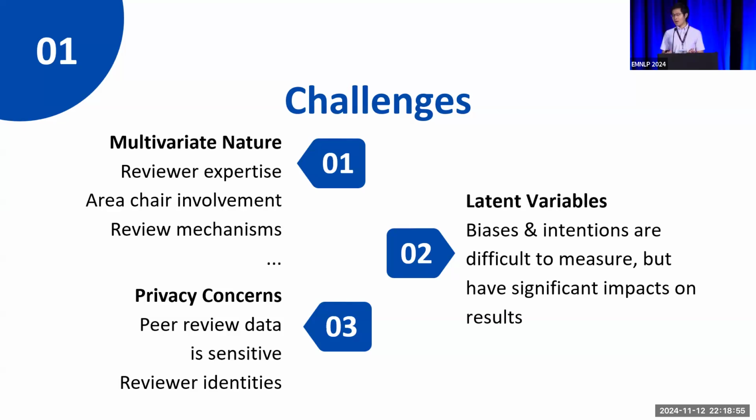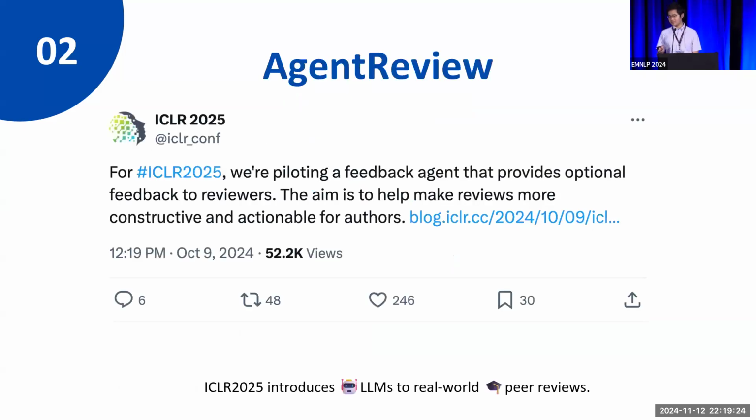The third one is about direct investigation of real-world conference data, because peer review data is sensitive. It contains identity information about area chairs and reviewers. Improper usage of such data can lead to decreased involvement of future reviewers and area chairs, because they can reveal the reviewer identities.